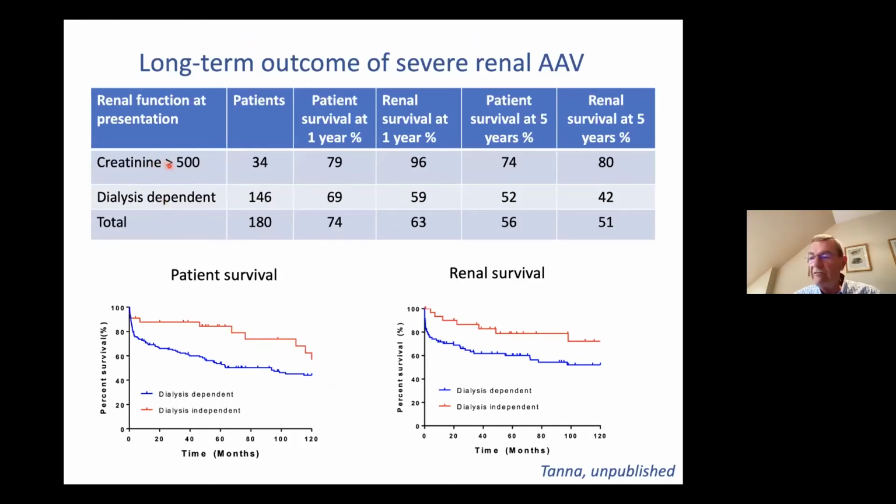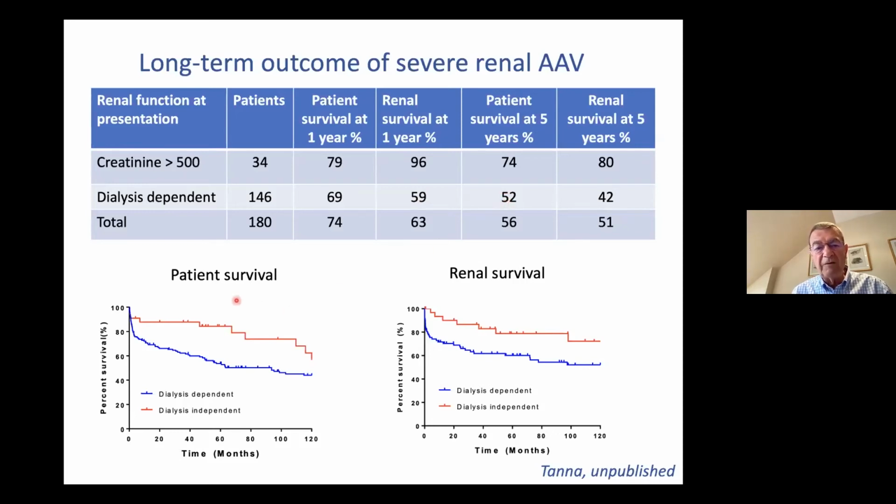And with patients with a creatinine over 500, you'll see that the renal survival at 1 year was excellent at 96%, and it was also good at 5 years. And even those dialysis-dependent patients, 59% had independent kidney function at 1 year. So 59% of those had come off dialysis with treatment, suggesting that these patients are well worth treating fully because there's a high chance that they will recover.